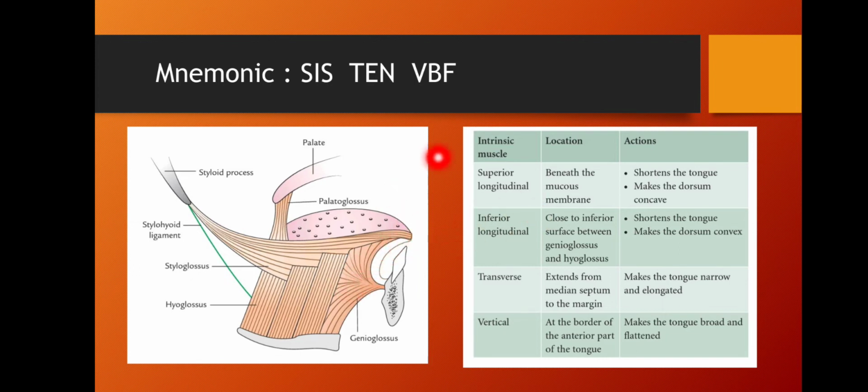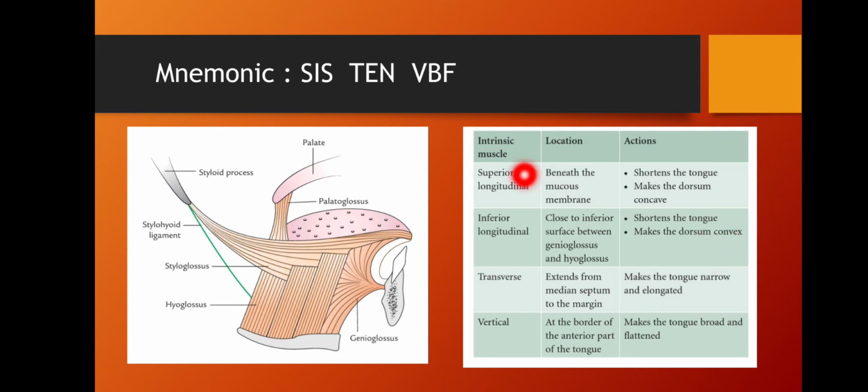And next, the tongue is a LAQ. When the tongue is asked as a LAQ, you need to mention the actions of the tongue. I will explain the actions of the tongue with the help of a mnemonic. The first one is the superior longitudinal. What is the action? It shortens the tongue and makes the dorsum concave. The inferior longitudinal shortens the tongue and makes the dorsum convex.